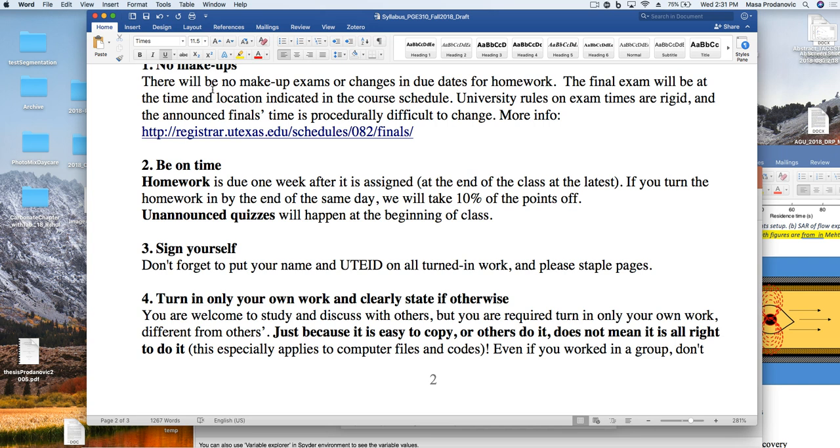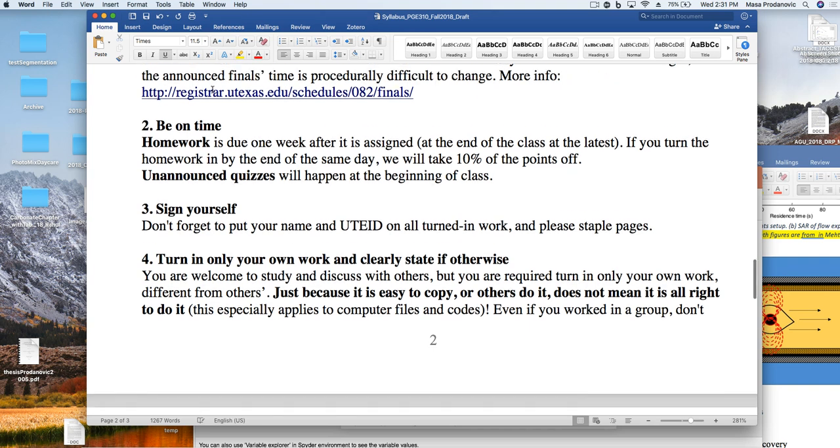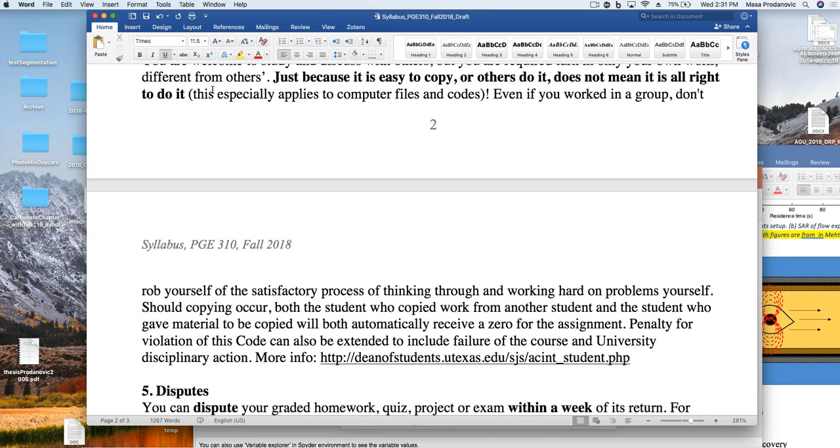Don't forget to put your name and EID on all turned-in work so we don't have to play investigators about who turned in the homework. And in terms of copying, a lot of the problems that we're going to be working on are not new. This is Introduction to Numerical Methods. All of these problems have been worked on somewhere, and most likely exist in some sort of online space. Maybe not in this department, because we just switched from MATLAB to Python, so nobody has solved them in Python. So you will have to work a little harder to actually get the solution.